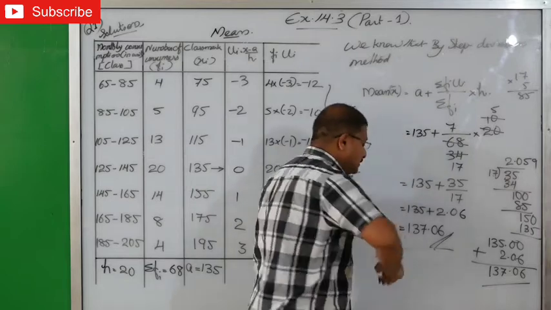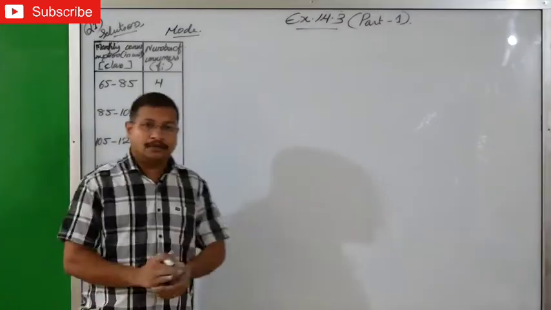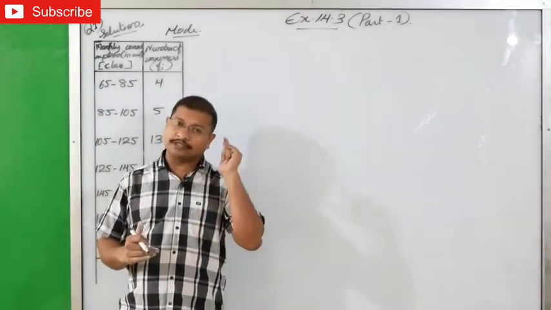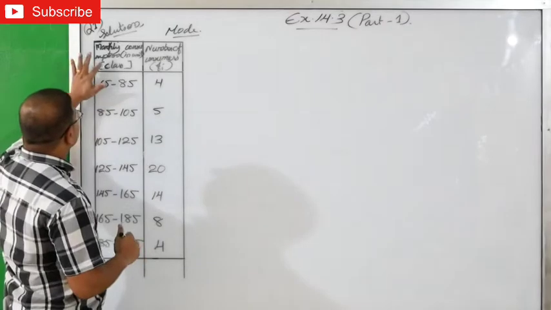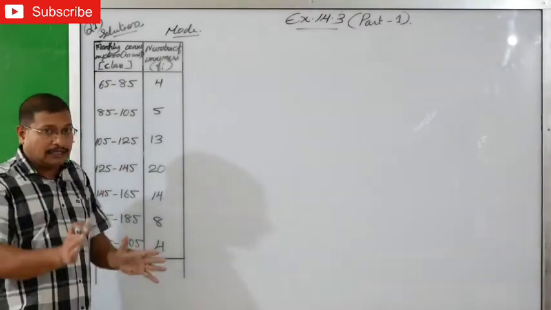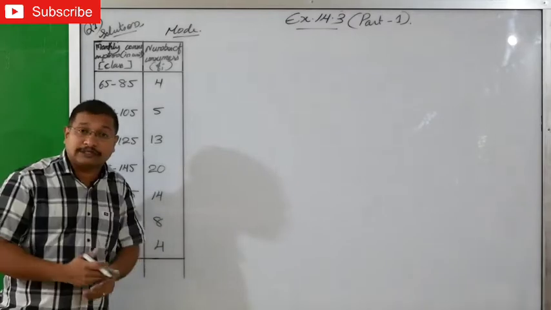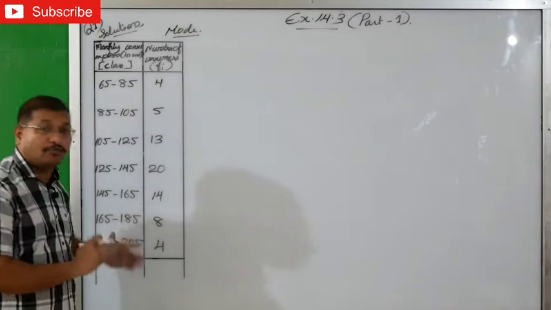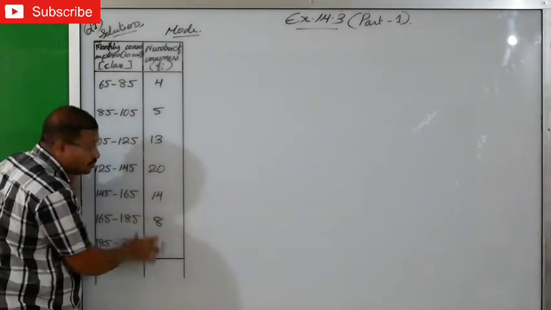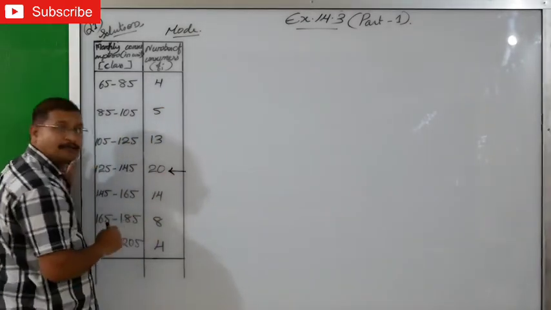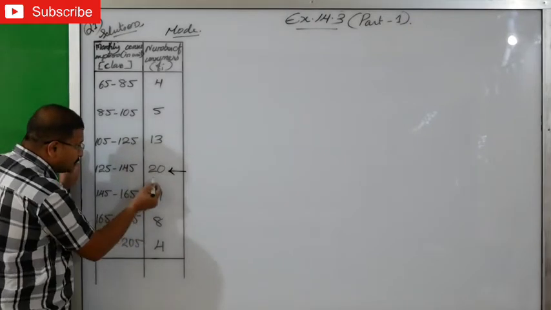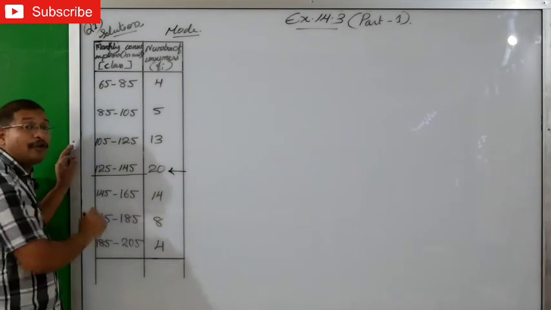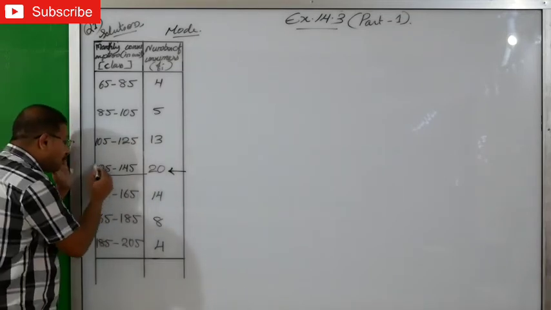137.06. This is the mean. Let's see the mode now. In the case of mode, we don't want to make any extra columns. We need only what is given in the question. The first one, monthly consumption in units, that is the class, and of course the number of consumers will be the frequency. What will you see for the mode? We will see the highest frequency. So which is the highest frequency here? 20, isn't it? 20 is the highest frequency, the maximum. So it belongs to 125 to 145. That means this is the modal class.